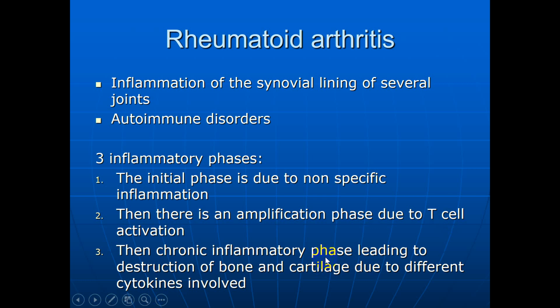In the chronic inflammatory phase, there will be destruction of the bone and cartilage. How? Due to the different cytokines. We have an autoimmune condition, we have chronic inflammation, we have, let us say, disturbed activity of the immune system. So you know that there are a lot of cytokines and interleukins, and these cytokines and interleukins will end up destroying the cartilage and the bone.